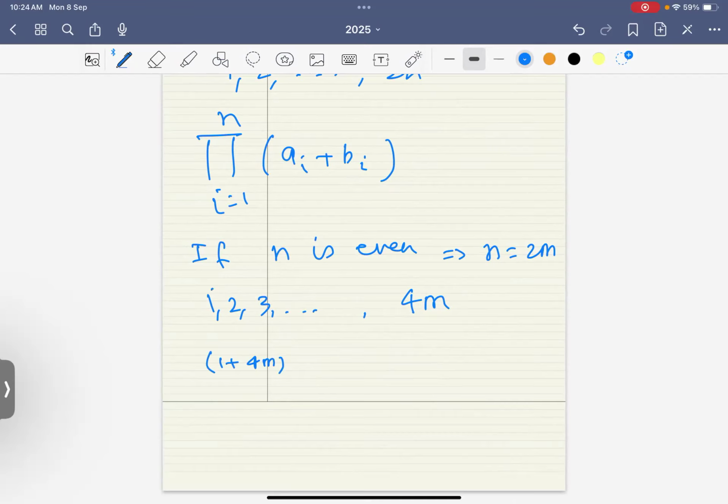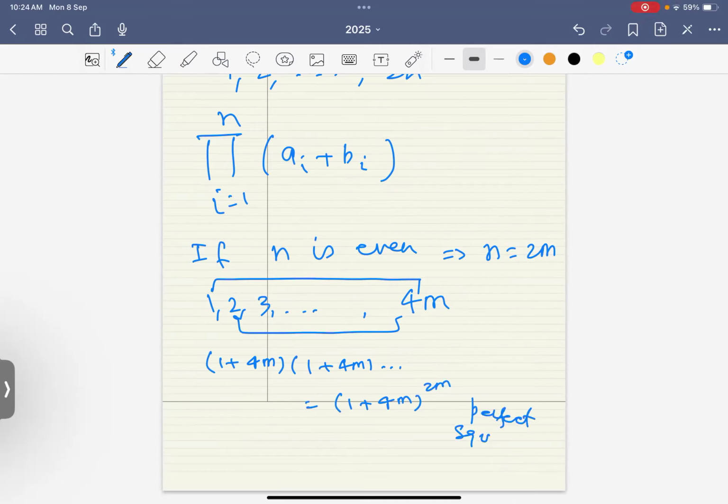मतलब मैं ऐसे ऐसे पेयरिंग कर रहा हूँ, गॉसियन पेयरिंग कर रहा हूँ। 1 प्लस 4m एंड सो ऑन, और ऐसे कितने आएंगे? 2m आएंगे। तो यू विल गेट दिस एज 1 प्लस 4m टू द पावर 2m, विच इज अ परफेक्ट स्क्वायर, राइट? सो गॉसियन पेयरिंग लाइक नाइस, इट गिव्स यू प्रूफ कि अच्छा लाइक n अगर इवन है तो उसके लिए तो सारे कंस्ट्रक्शन आपके पास आएंगे, नहीं?